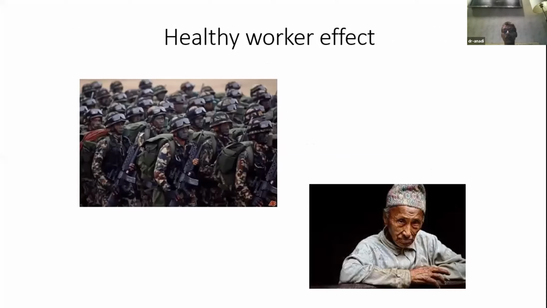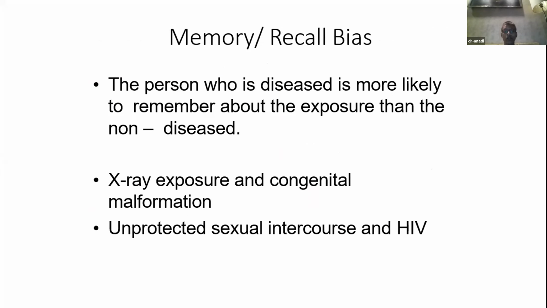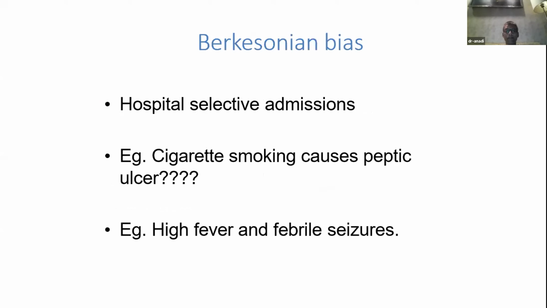There may be a healthy worker effect between a group of soldiers and the younger or older age group. You cannot compare between these two groups. Memory or recall bias: a 60-year-old may not recall events from 20 years past. A person who is diseased is most likely to remember the exposure than the non-diseased. So X-ray exposure and congenital malformation is very difficult to find. Unprotected sexual intercourse in HIV is far more difficult to find.